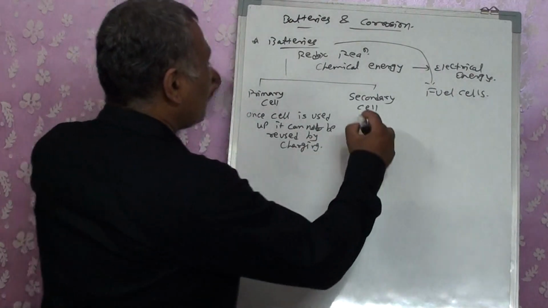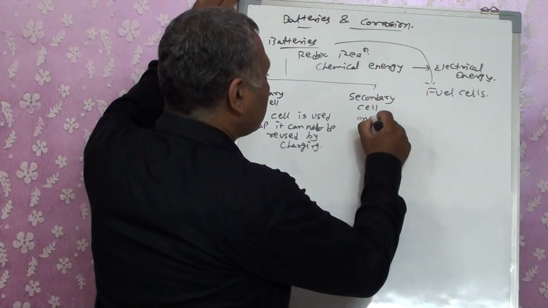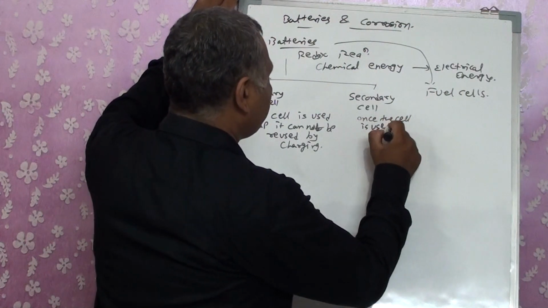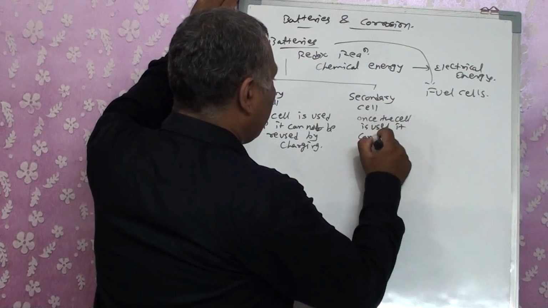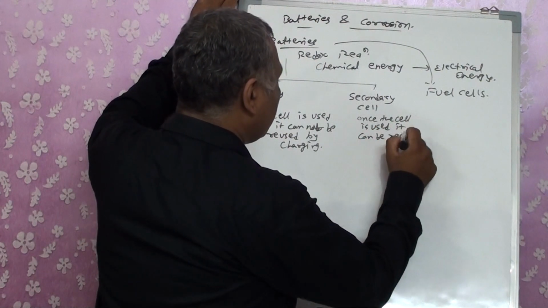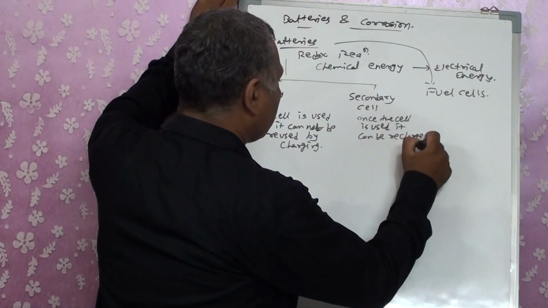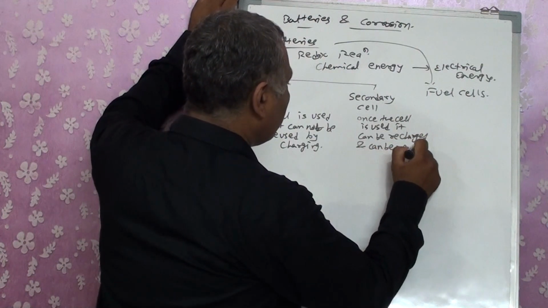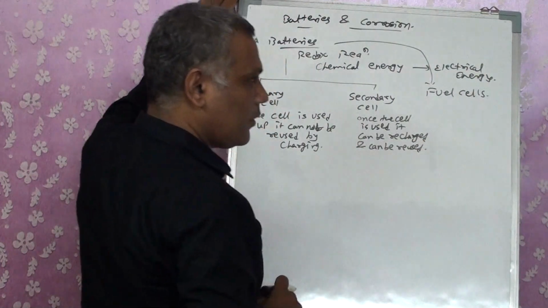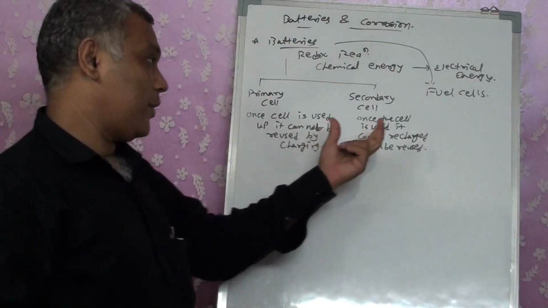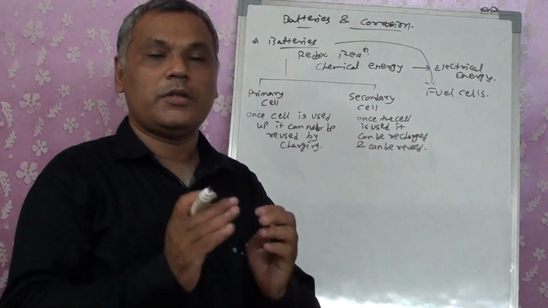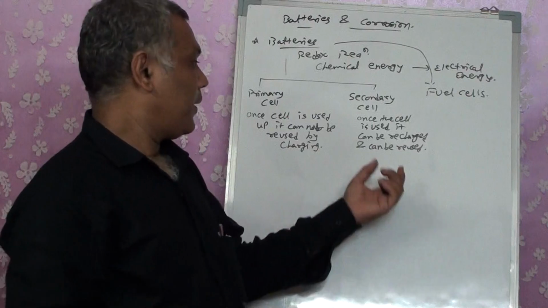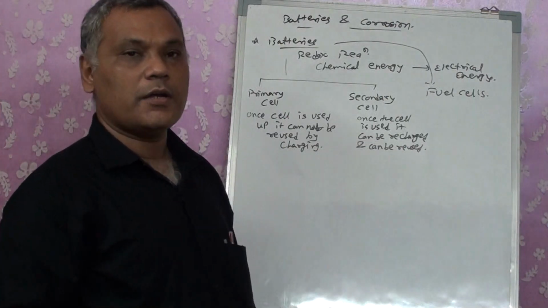Whereas in the case of secondary cells, once the cell is used, it can be recharged and can be reused, right? So here the chemicals are going to remain in the form of solutions within the container. They can be reused again and again.